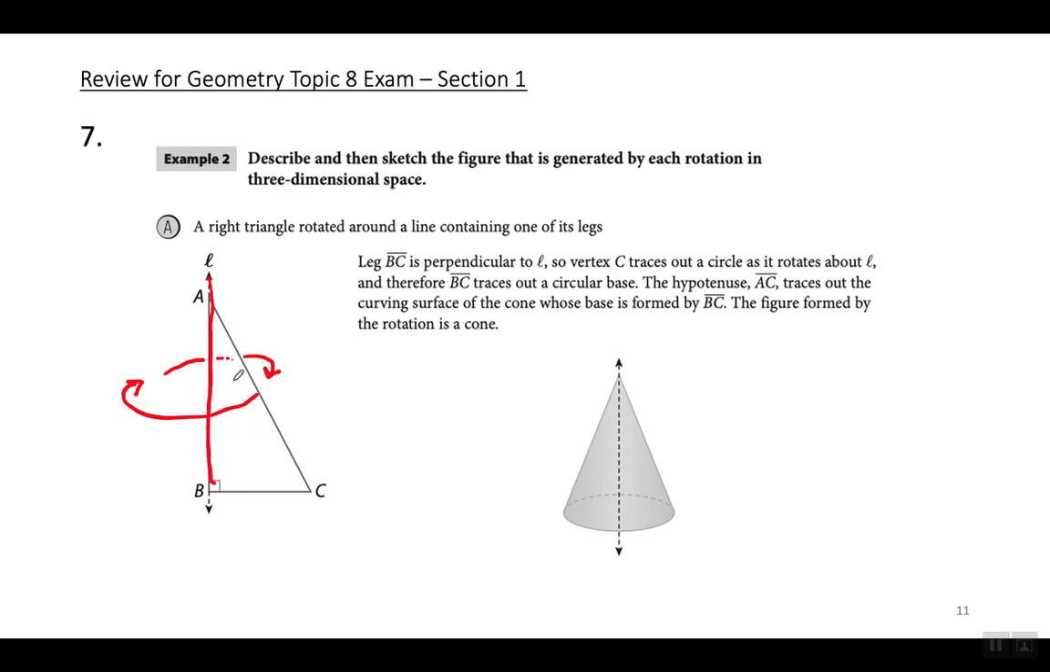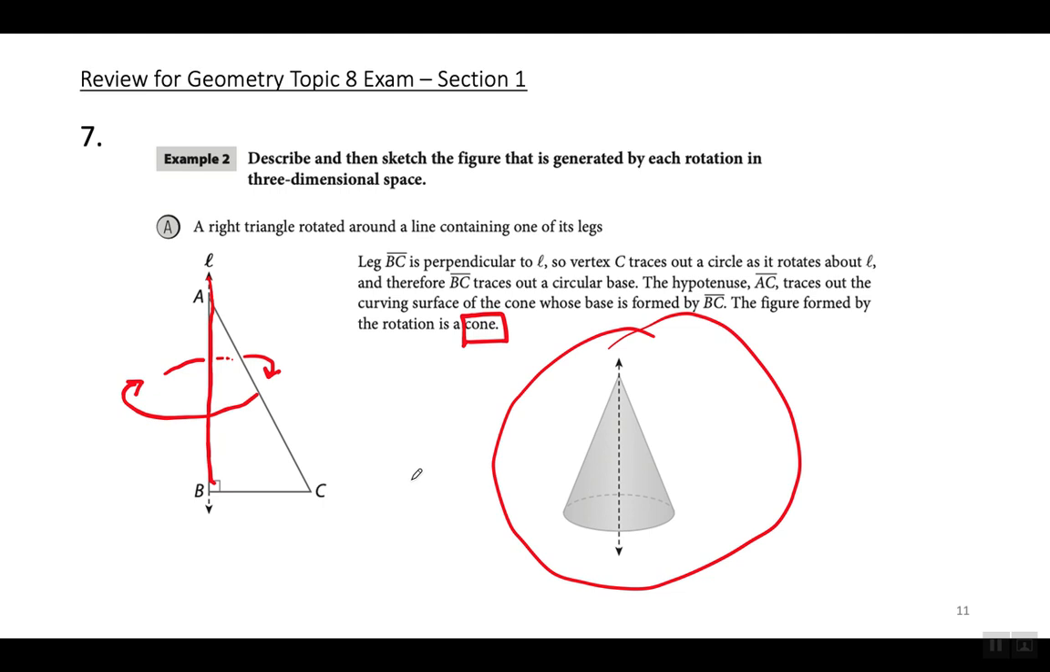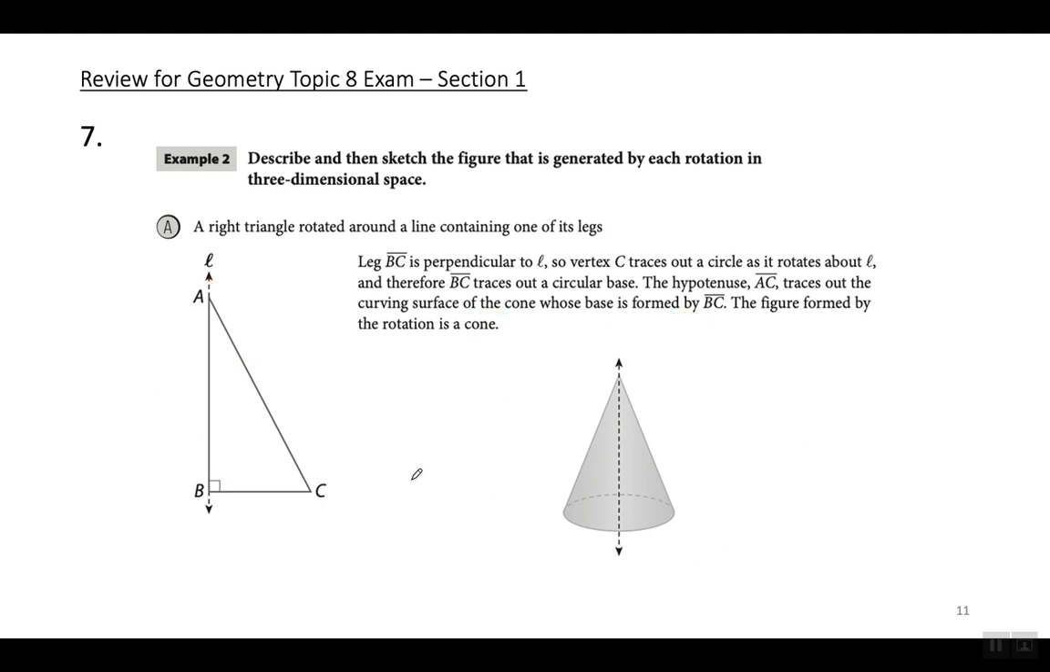All right, so if you're rotating it around this axis, line L, if you're rotating it like that, I hope you realize it's going to create a cone. Its rotation is in the form of a cone. This is what you have to make sure you know, all right? That should be super easy, guys. If you get that wrong, I don't know what to tell you. But yes, that's actually on the test, man. That's how easy it is. All right, moving on.